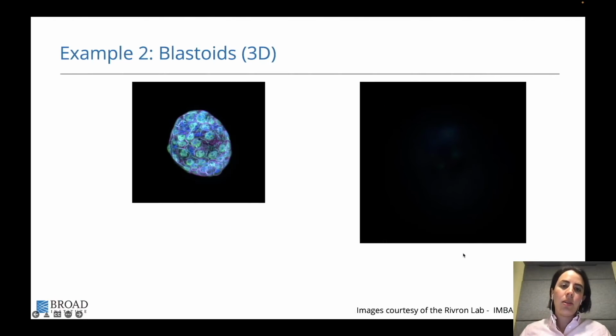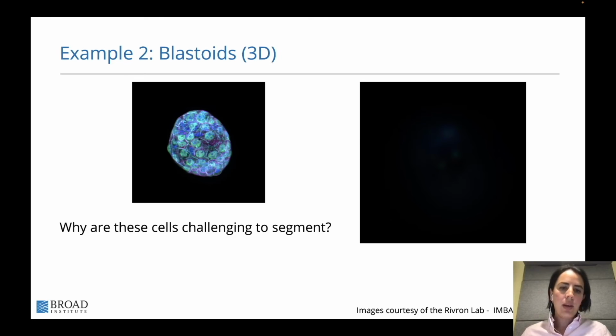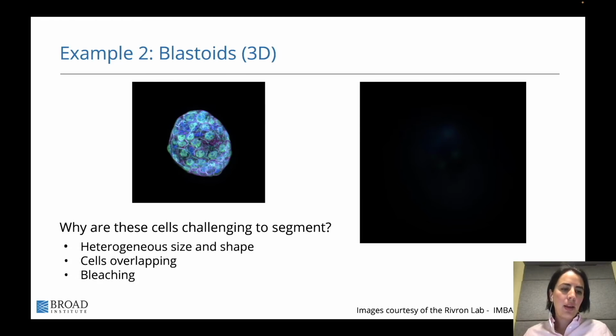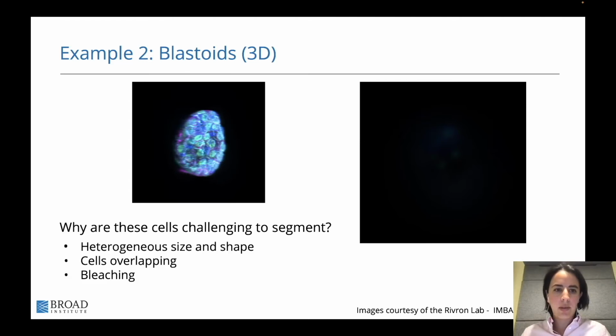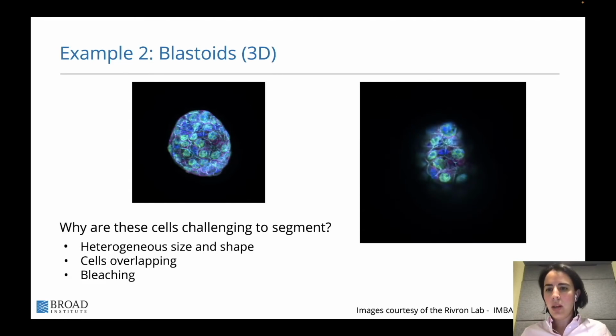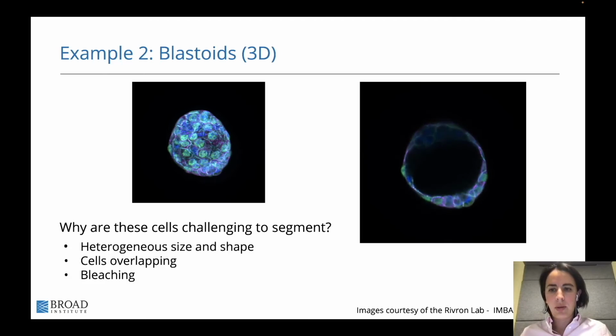So the second example I want to talk to you about are these blastoids. They are 3D images. Why are they challenging to segment with our regular watershed and declump objects in CellProfiler? Because they have very heterogeneous size and shape. They can be overlapping, and also, as you can see in this image, there is a decrease of the fluorescence intensity towards the end of the Z-stack, some bleaching, and also maybe depth problems. You can also see in this other example the decrease of fluorescence intensity.